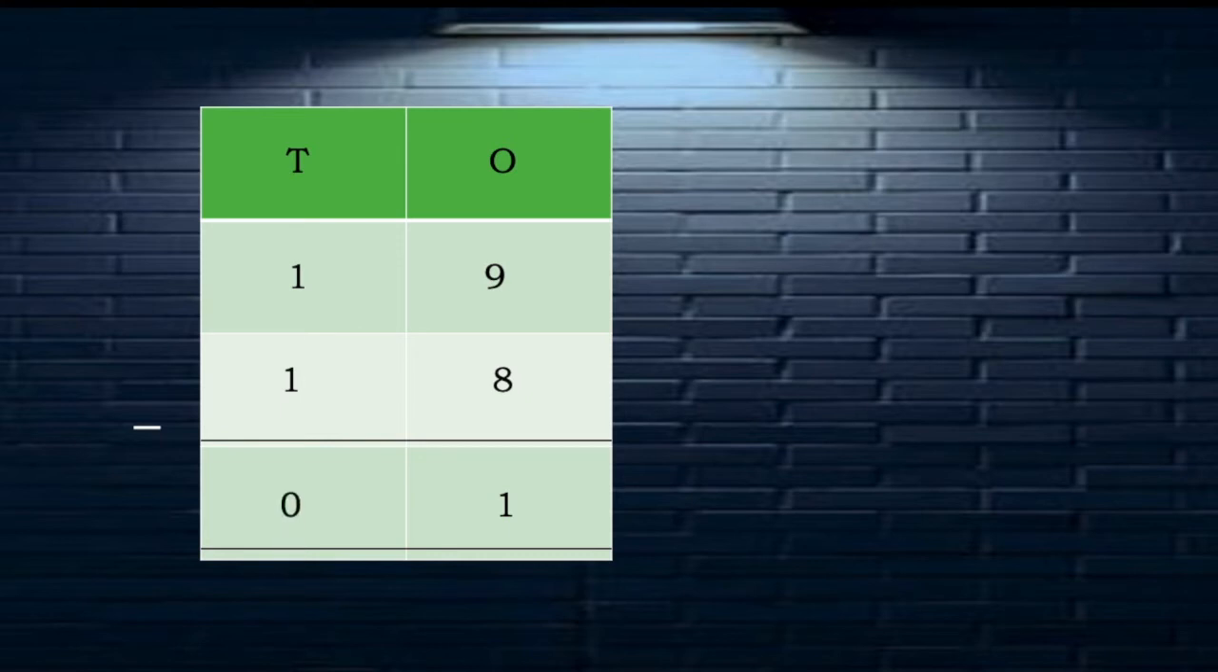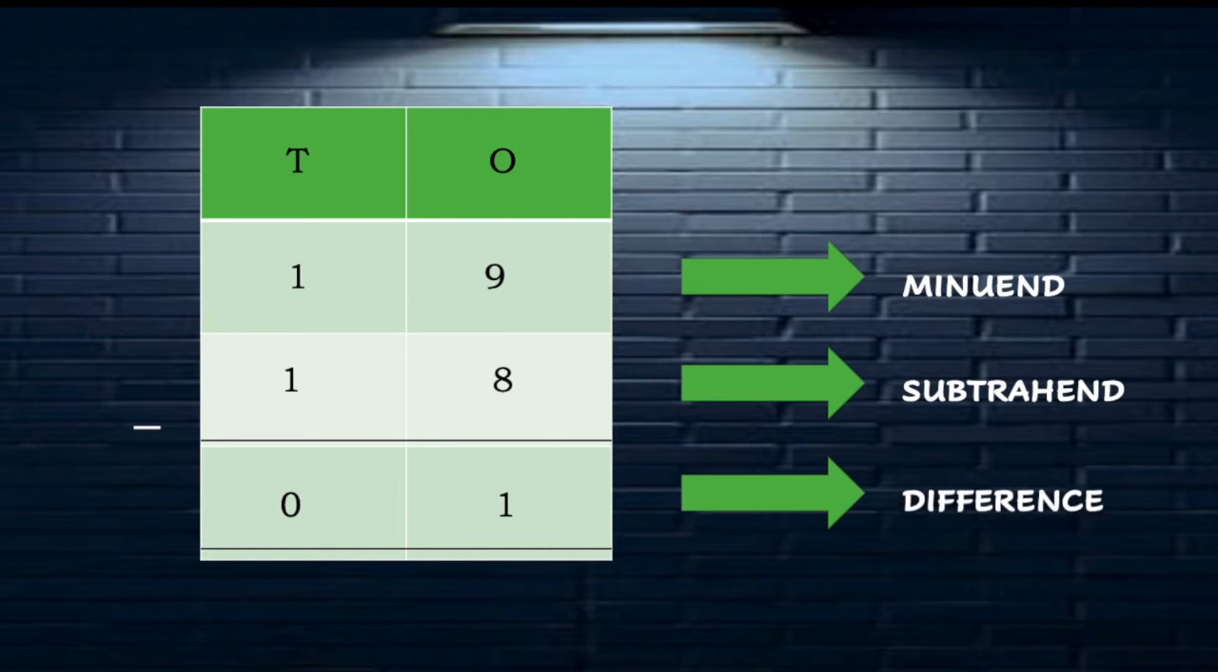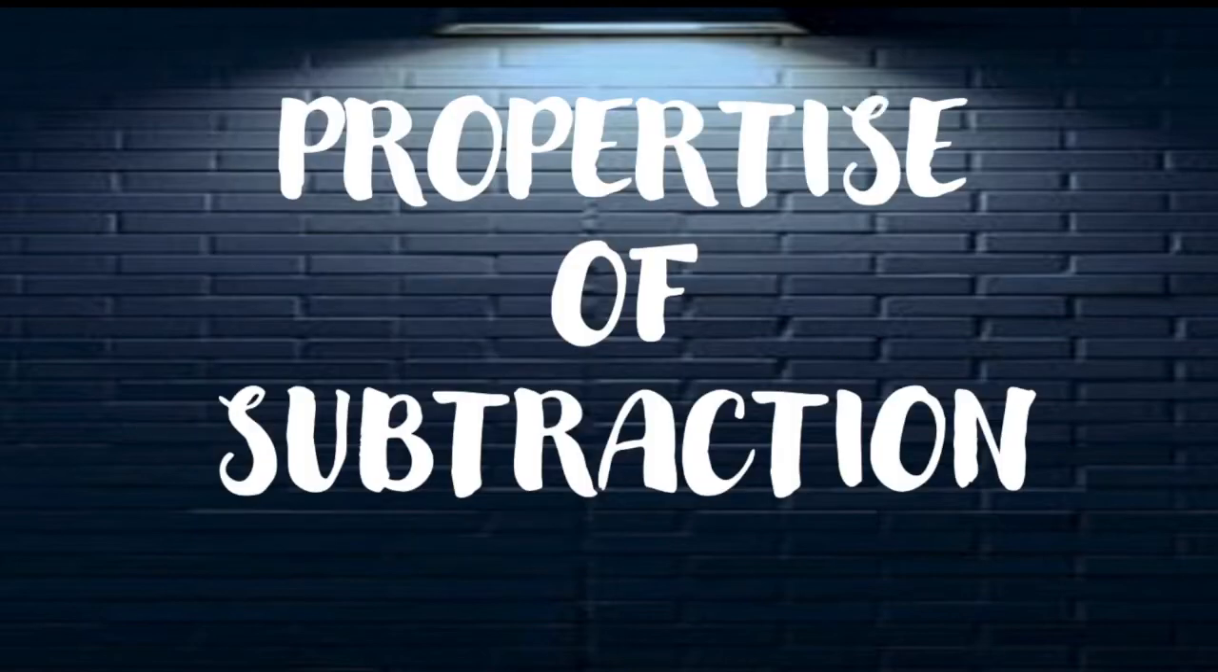So we have done the subtraction, and let us see what is minuend, what is subtrahend and what is difference. Here 19 is the minuend and 18 is the subtrahend, and the answer we have got here, that is 1, is the difference. So these are the terms used in subtraction: minuend, subtrahend and difference.